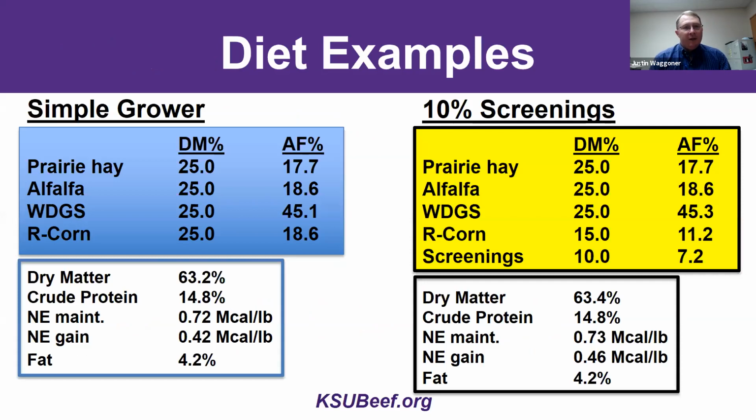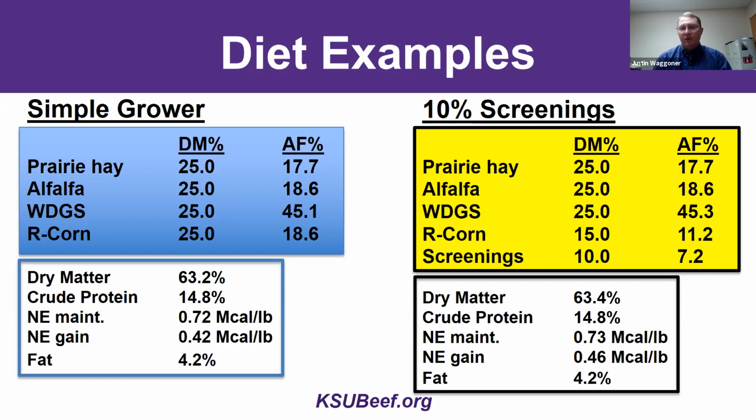So I wanted to also look at a couple of different diet examples. I put together a simple grower ration. Hypothetically, if we look at a ration that's basically 25% prairie hay, alfalfa, wet distillers grains, and rolled corn, 25% of each of those ingredients, we'd come up with a ration that's around 63% dry matter, really close to 15% protein, about 0.72 megacals of energy, and around 4.2% fat.